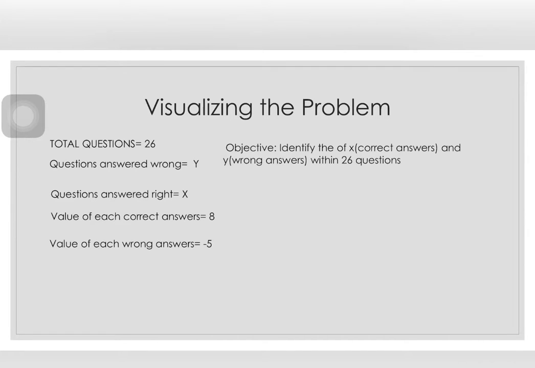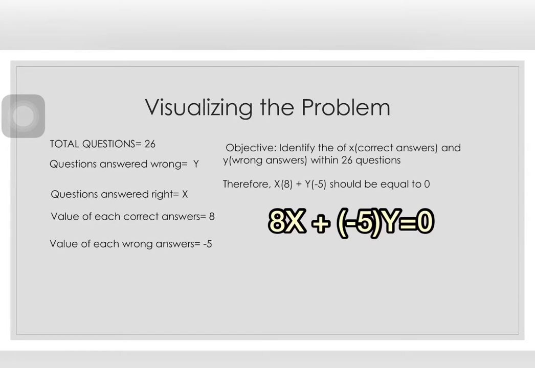The objective of the problem is to identify the value of x, which are the correct answers, and the value of y, which are the wrong answers within 26 questions. Therefore, the equation would be 8x plus -5y, and it should be equal to 0.